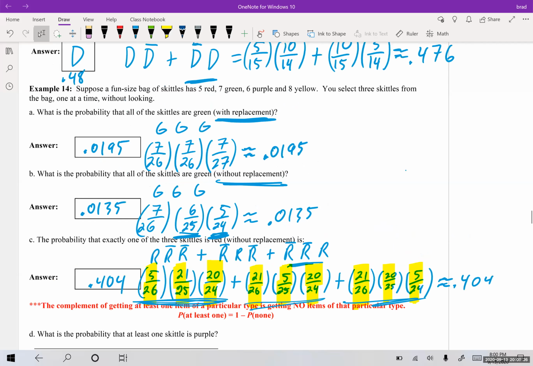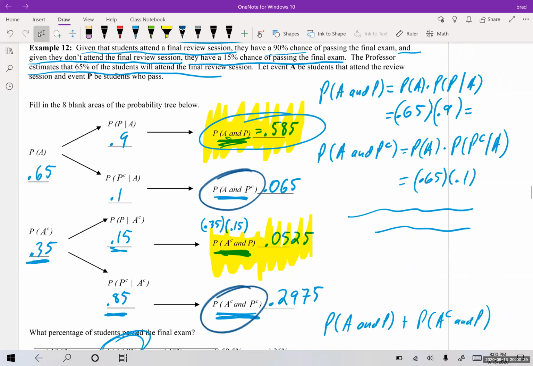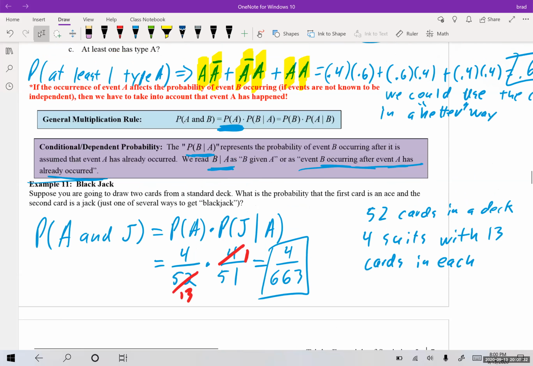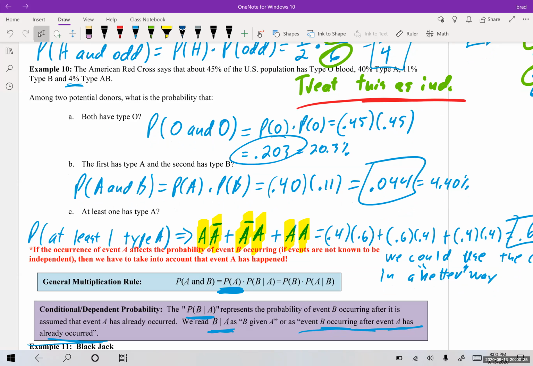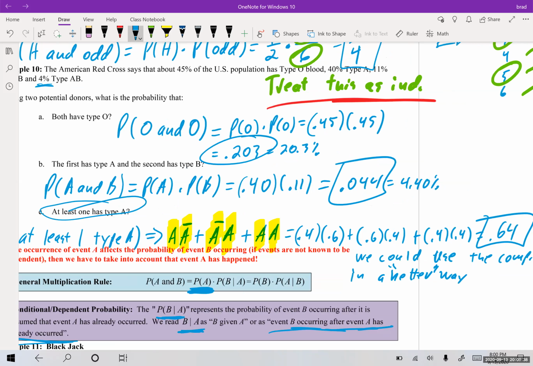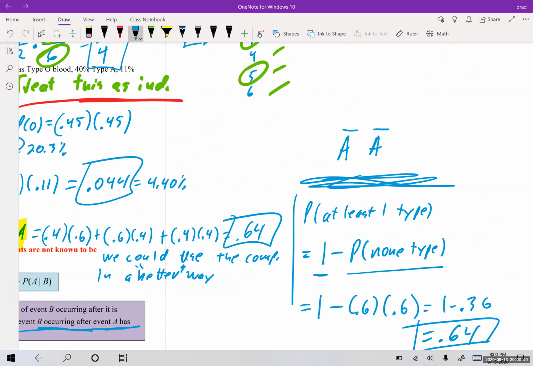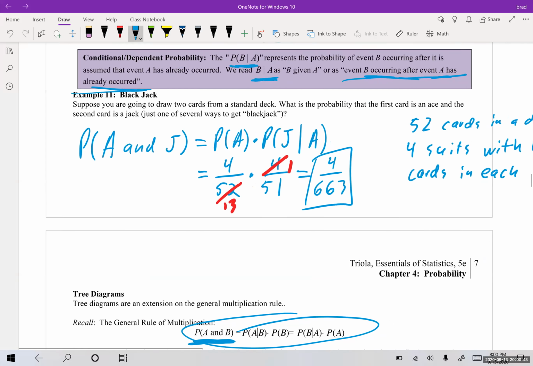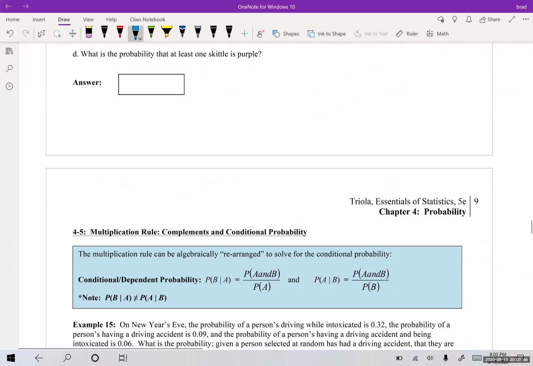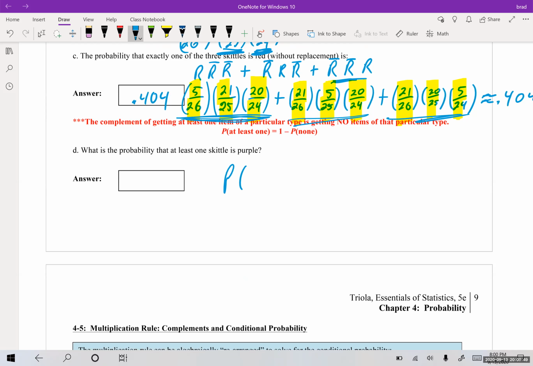So I'm going to go way back up here, and I'm going to try to use this other technique that I used way up here when I showed you guys this one right here. At least one. Remember I showed you over here, at least one. This is one minus none. So what about if we did one minus the complement, one minus no purples, right? So what I'm going to do is I'm going to do the probability of at least one purple. And that's a whole bunch of scenarios that I don't want to write them all out. So what I'm going to do is I'm going to do one minus the probability of no purple, no purple, no purple. How about that?